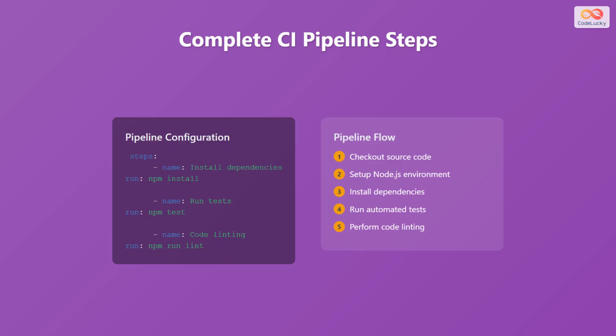The CI pipeline typically involves several steps. First, the source code is checked out using the actions/checkout@v3 action. Next, the Node.js environment is set up using the actions/setup-node@v3 action. Dependencies are then installed using the npm install command. Automated tests are run using the npm test command, and code linting is performed using the npm run lint command. These steps ensure code quality and reliability.